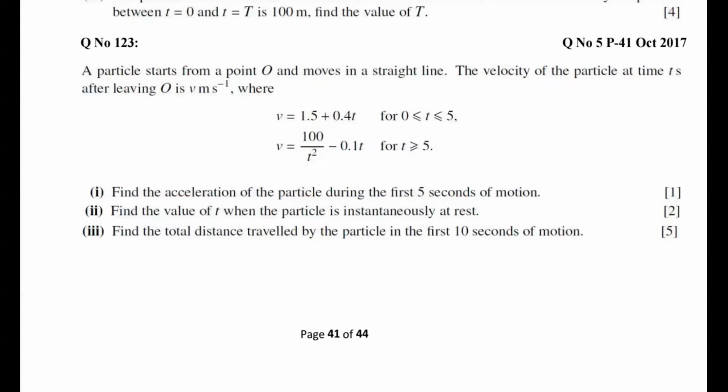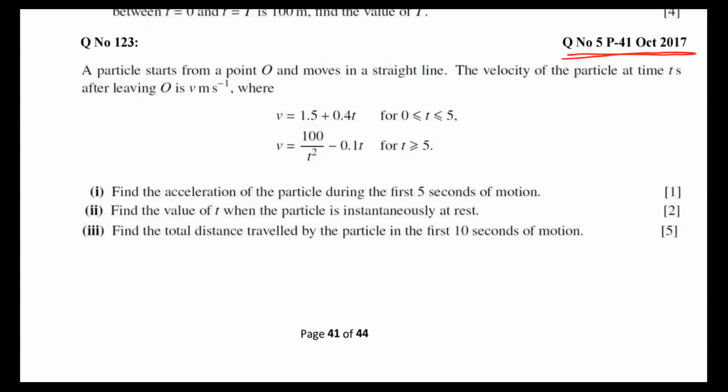This is October 1741 variant, question number 5. Particles start from O. What does this mean? It means when it starts from O, at time t is 0. So the displacement, or distance, is equal to S0 or D0. No problem at all, you can represent it by any one letter. This is very, very clear.